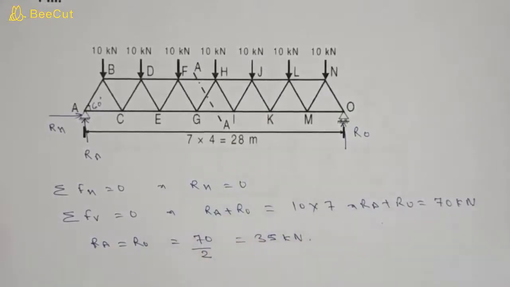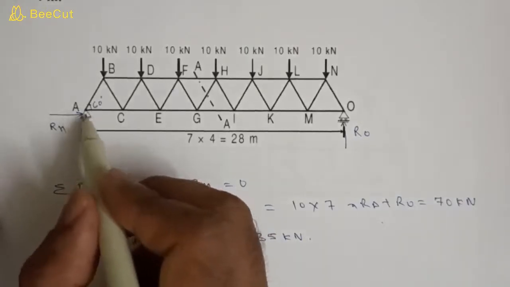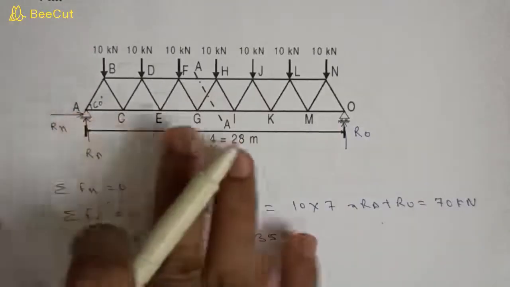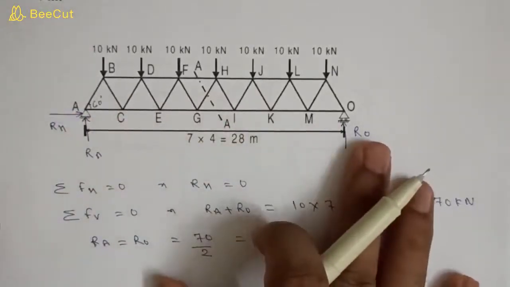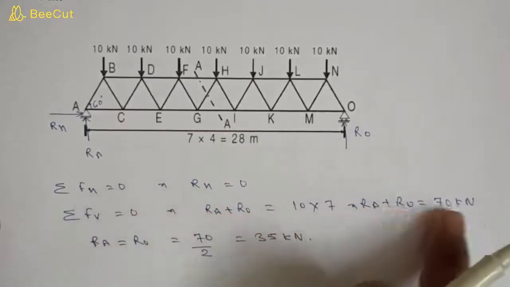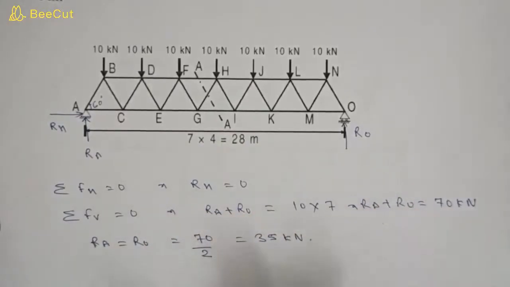Otherwise, if you don't understand symmetry and you want to calculate, then you can take moment about point A, and sum of all the moments about point A should be 0. In that case you can find RO. Then after putting the value of RO in this equation, you can find the value of RA. Okay.